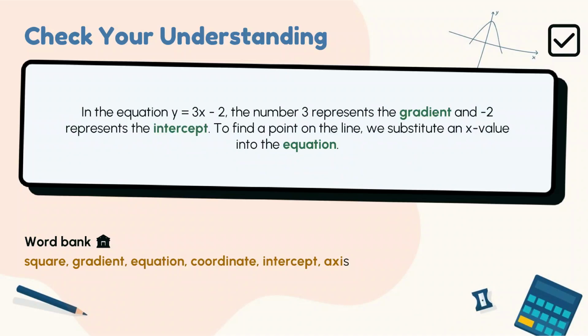The completed sentence is, in the equation y equals 3x minus 2, the number 3 represents the gradient and -2 represents the intercept. To find a point on the line, we substitute an x value into the equation. This links the equation to the graph. The gradient tells us how steep the line is, and the intercept tells us where it starts on the y-axis.